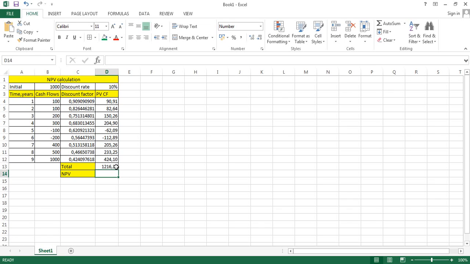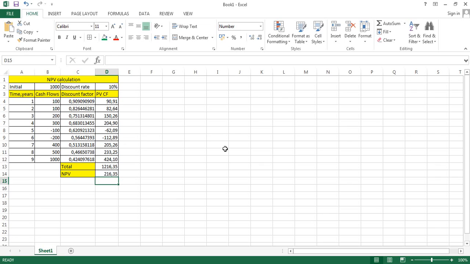So then to calculate NPV, you need to subtract from your present value of your cash flows the initial investment, which is 1000. So you start with equal, you select this cell, which is present value of your cash flows, and subtract your initial investment, and you get your NPV.